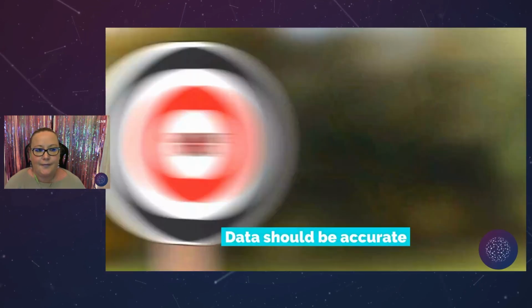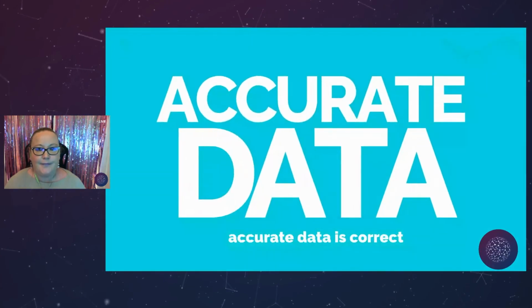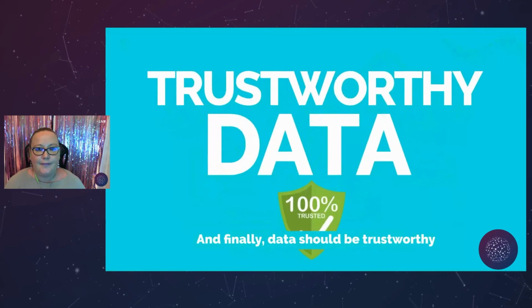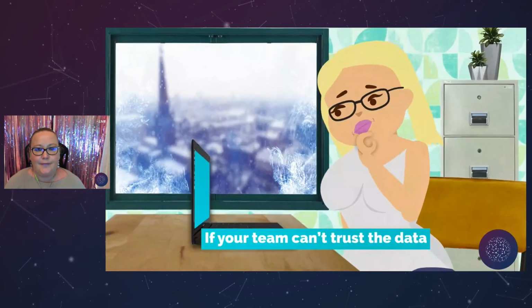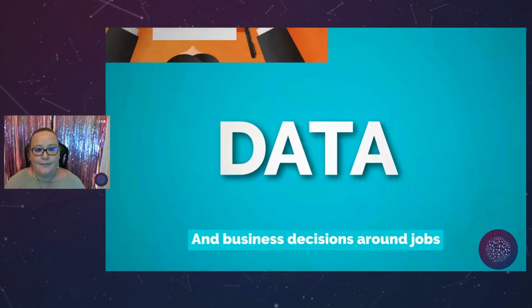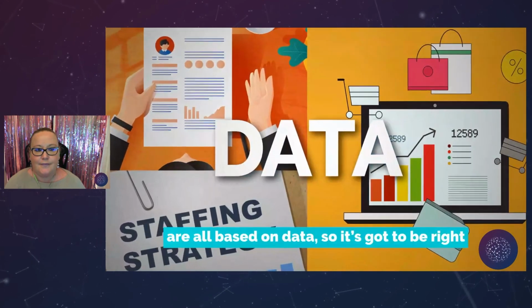Data should be accurate, which can mean different things to different people, but at its most basic level, accurate data is correct. And finally, data should be trustworthy. This is critical. If your team can't trust the data, they might not use it. And business decisions around jobs, staffing, and budgets are all based on data, so it's got to be right.